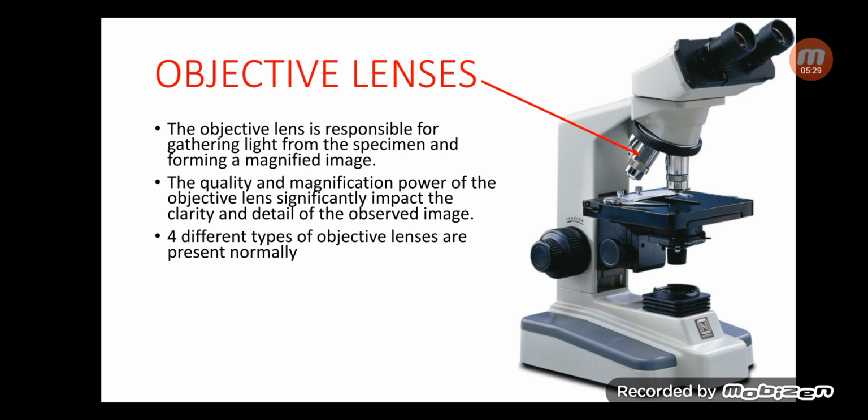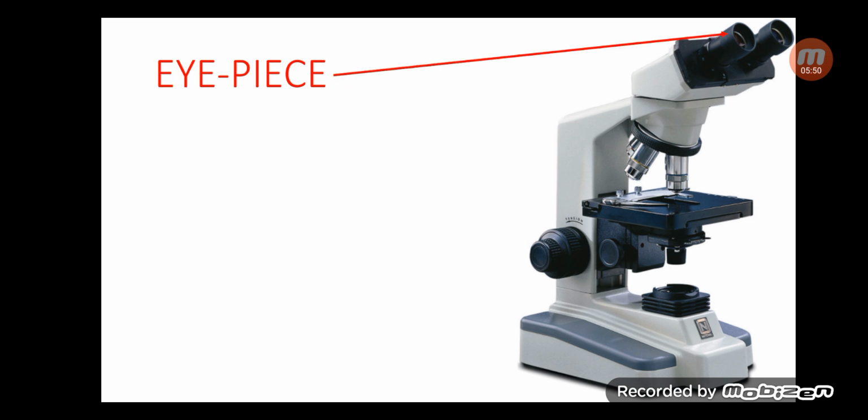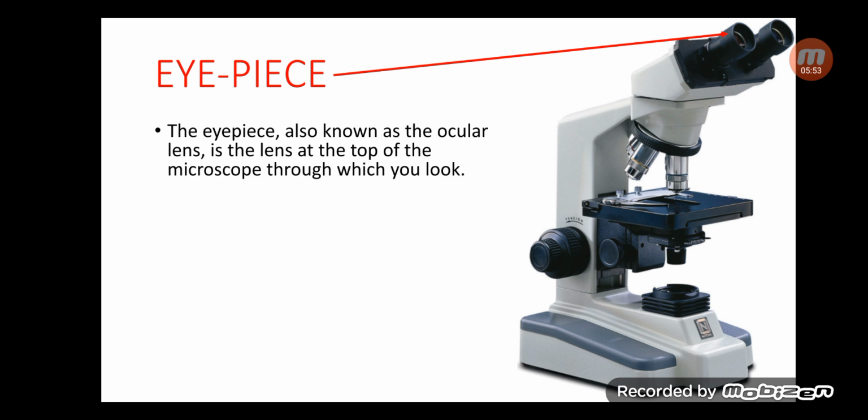Four different types of objective lenses are present normally. The first type is 4x that increases the image to 4 times. The next is 10x that increases the image to 10 times. Next is 40x that increases the image to 40 times, and next is 100x that increases the image size to 100 times. Next part is eyepiece.